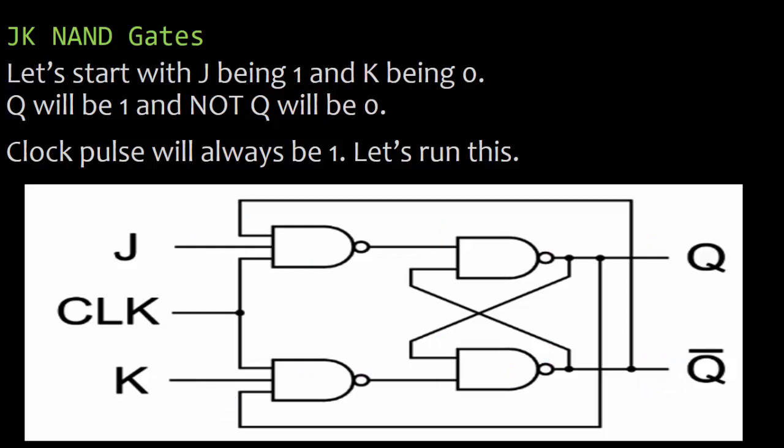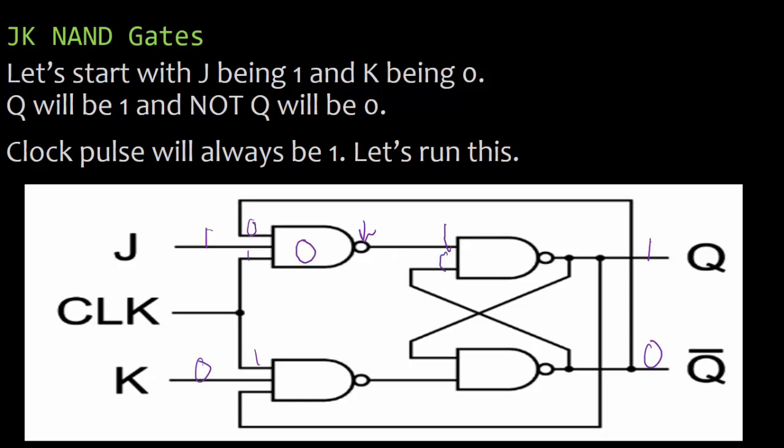Now, let's start with J being 1. Let's start with K being 0. Clock pulse is always going to be 1. And we're going to set Q to 1 and not Q to 0. So let's go ahead and run J, bringing not Q around. When you're looking at these AND gates, you can work through them pretty quick, but it's very easy to make a mistake. So make sure you're not making a mistake. 1 and 0. In order for this to be 1, they all three have to be 1, but they're not. So it's 0. But don't forget, we hit this inverter, which becomes a 1.